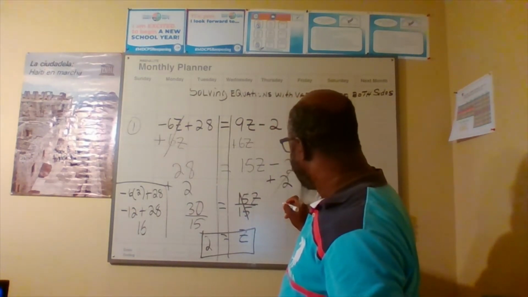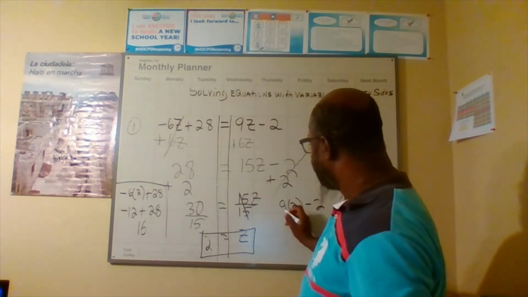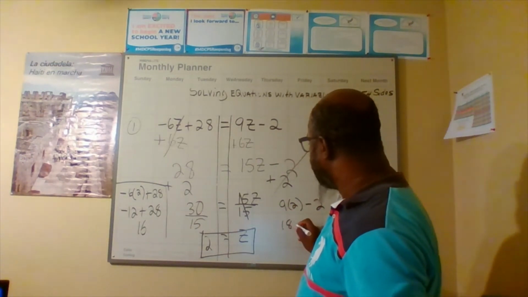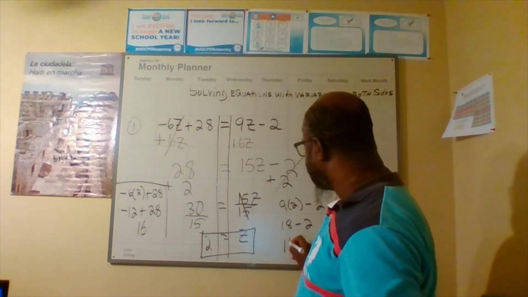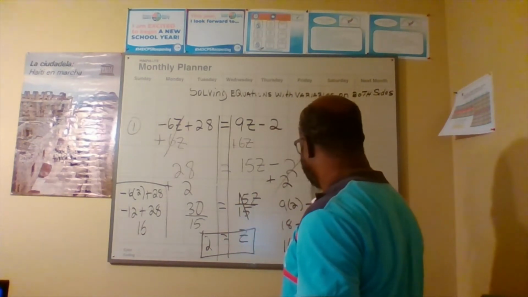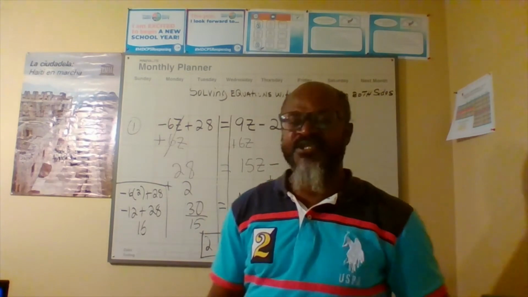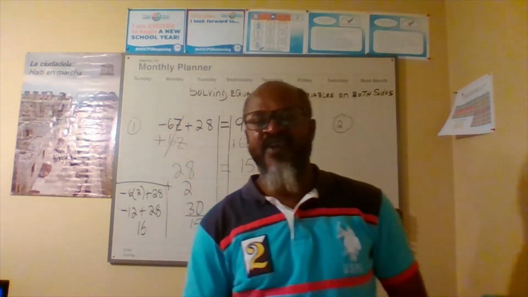So I will have 9 multiplied by 2 and take away 2. 9 times 2 is 18, and if you subtract 2 from 18, it is 16. In this case, you see that 16 is equal to 16. Then it will be checked. So that's how to solve an equation with variable on both sides.